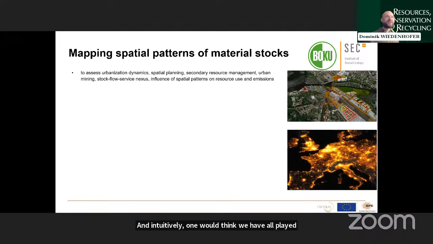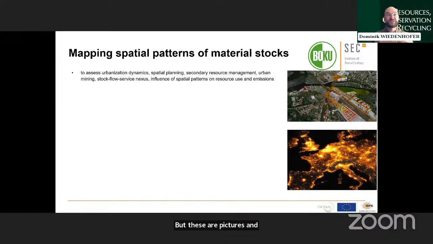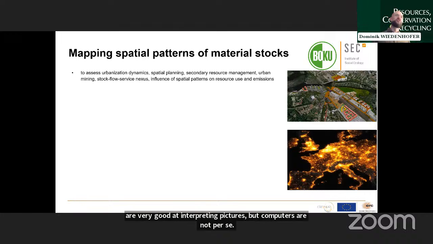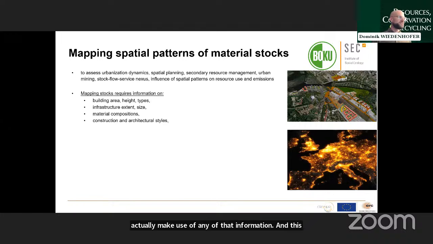But these are pictures, and people are very good at interpreting pictures, but computers are not, per se. You have to train them very hard so that they can make use of any of that information. And this is where the mapping of stocks comes in. You want information on how much land is sealed by infrastructure and buildings. You want to know the heights, the types. Is it a factory? Is it a residential building? All of these things you want to know. You want to know if there is a highway or a local road or maybe a tram line.